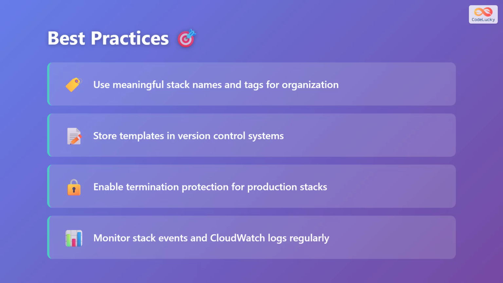Let's cover 4 essential best practices for working with CloudFormation stacks. First, use meaningful stack names and tags for organization. This helps you identify resources and track costs across different projects and environments. Second, store your templates in version control systems like Git. This gives you a complete history of infrastructure changes and enables collaboration. Third, enable termination protection for production stacks. This prevents accidental deletion of critical infrastructure.